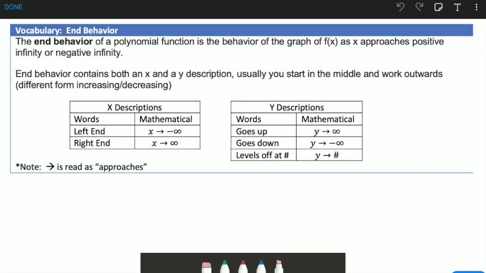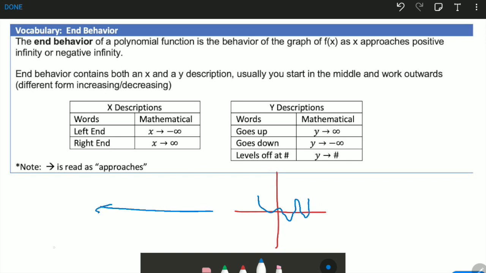In this video, we're going to be discussing end behavior. Now, end behavior for a polynomial function is defined as the behavior of the graph of the function as x approaches either positive or negative infinity. So what that means is, how is the function behaving? If this is my function in the middle, how is it behaving as we extend the graph all the way down to either positive or negative infinity?